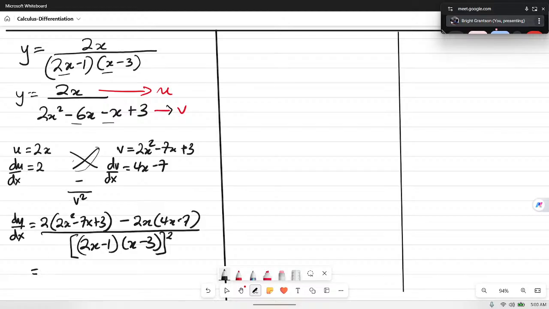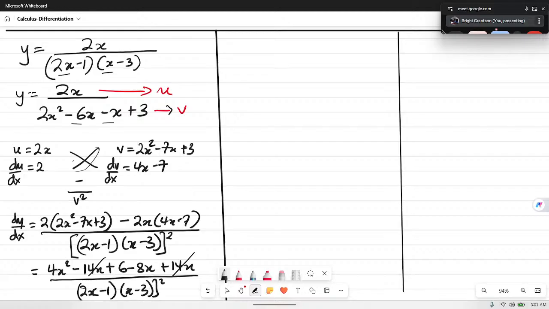Expand the top: 4x squared minus 14x plus 6, minus 8x squared plus 14x. The 14, that's the 14x. This is all over (2x minus 1)(x minus 3) all squared. Then you have a quadratic function of minus 4x squared plus 6, all over.